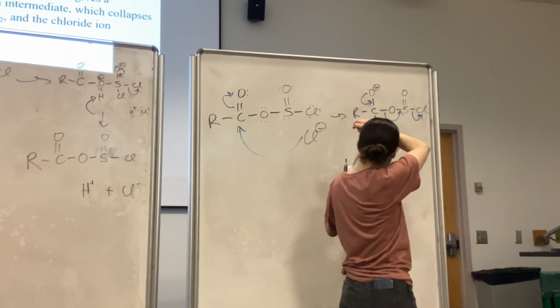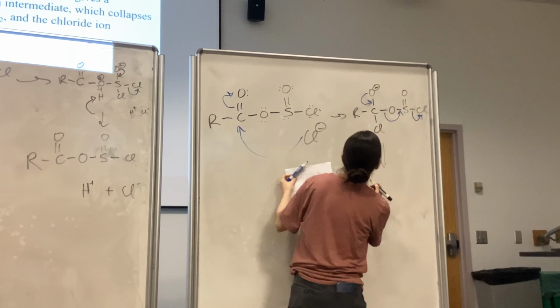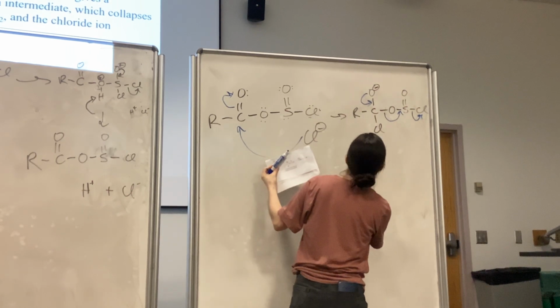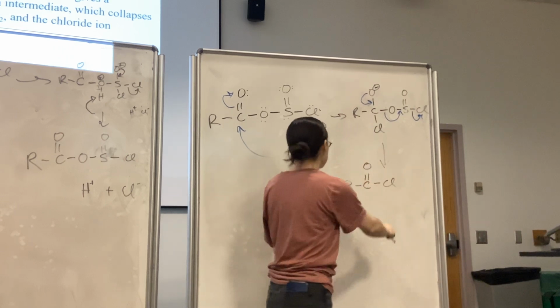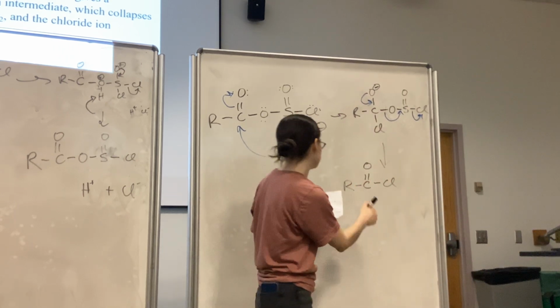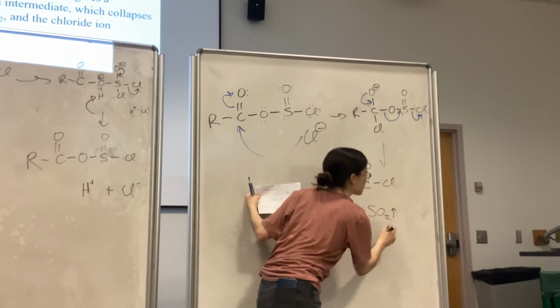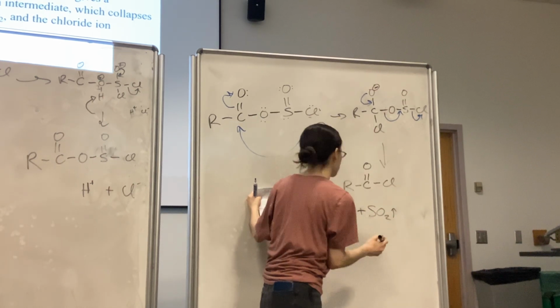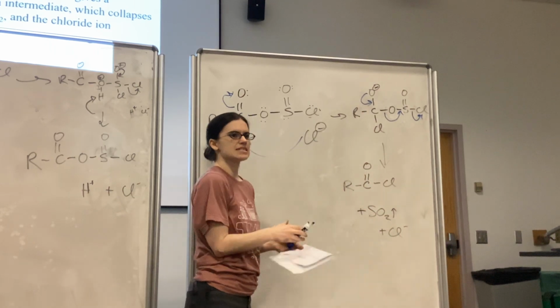Yeah, chloride is a good leaving group, and all sorts of things are good leaving groups. And we get Cl, the thing we wanted, and then SO2, pretty sure that's gas. Yeah, uncharged, that's gas. And more Cl minus.